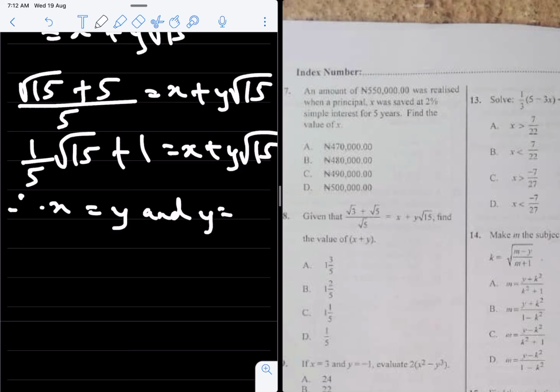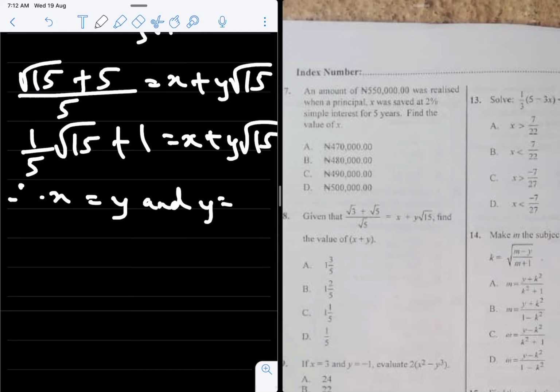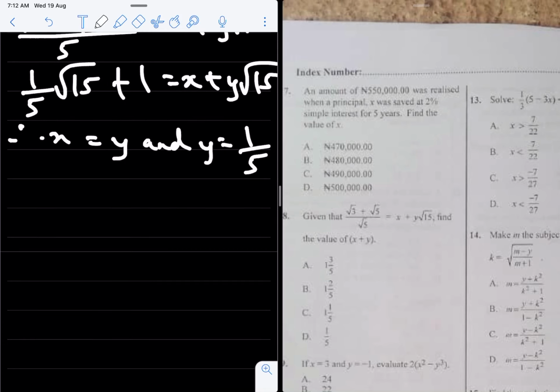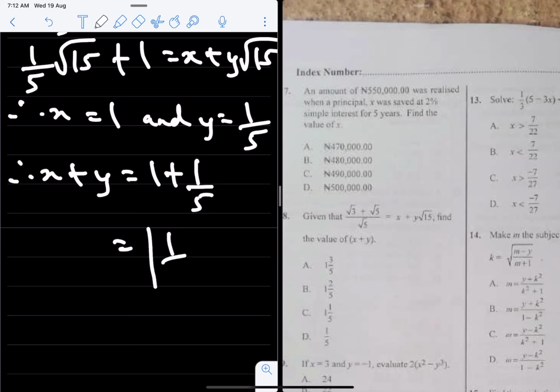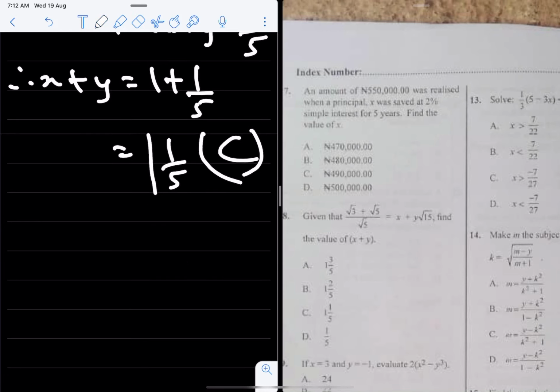If you compare the coefficients of root 15 on both sides, y is the same as 1 over 5. And if you compare the constants on both sides, x is the same as 1. So x plus y is equal to, x equals 1 and y equals 1 over 5. So x plus y equals 1 plus 1 over 5, which is of course 1 1/5. The correct option is C. Straight to the next, which is number 9.